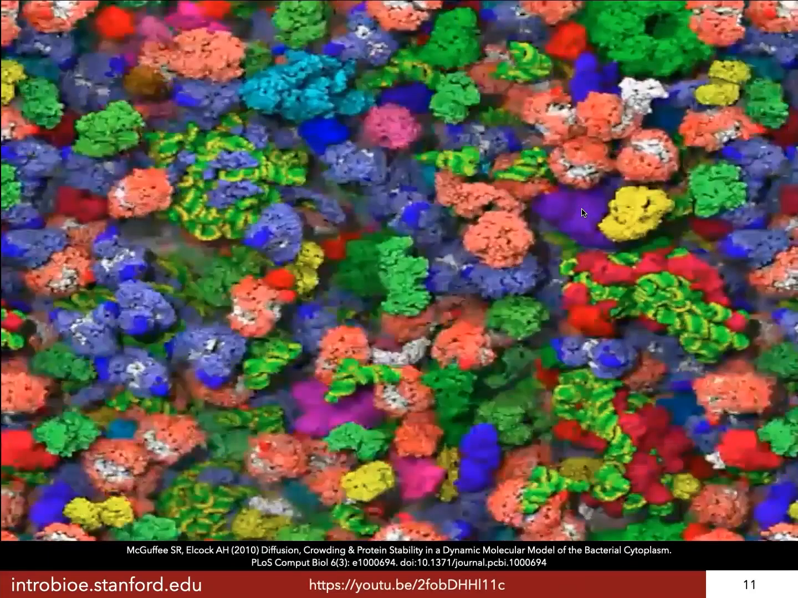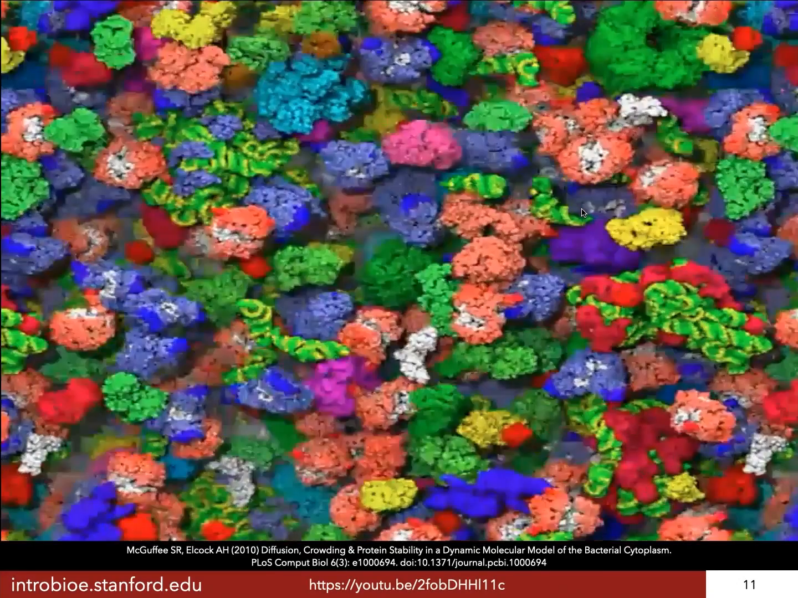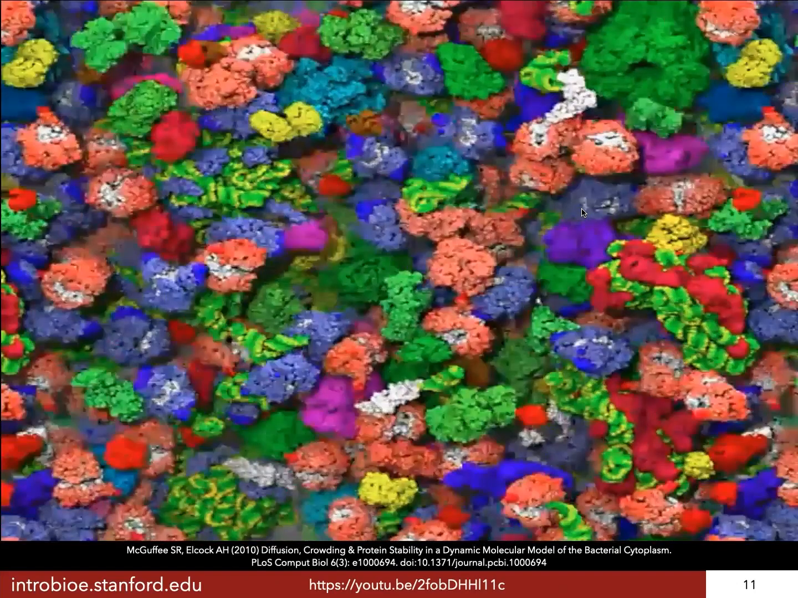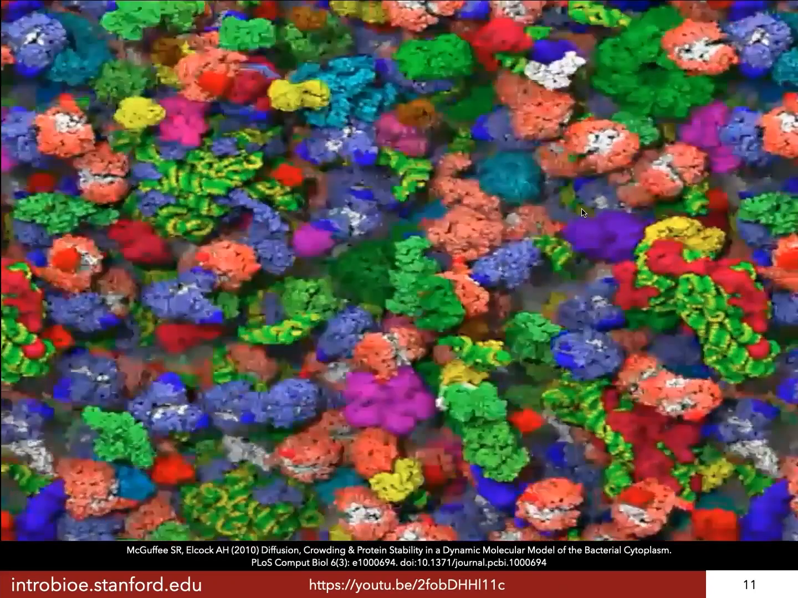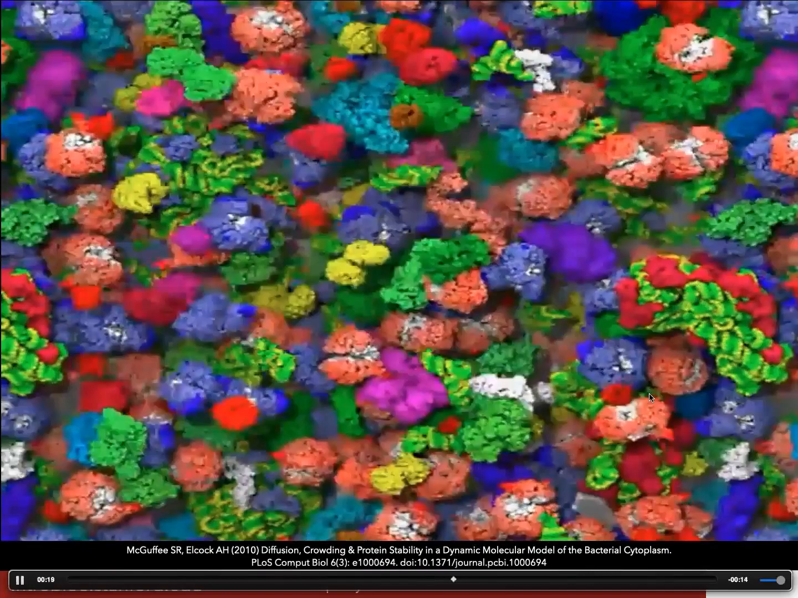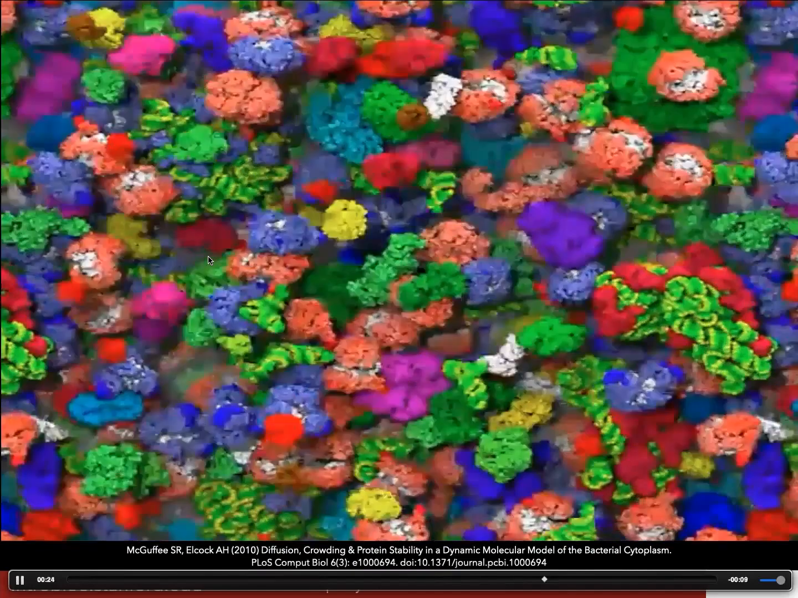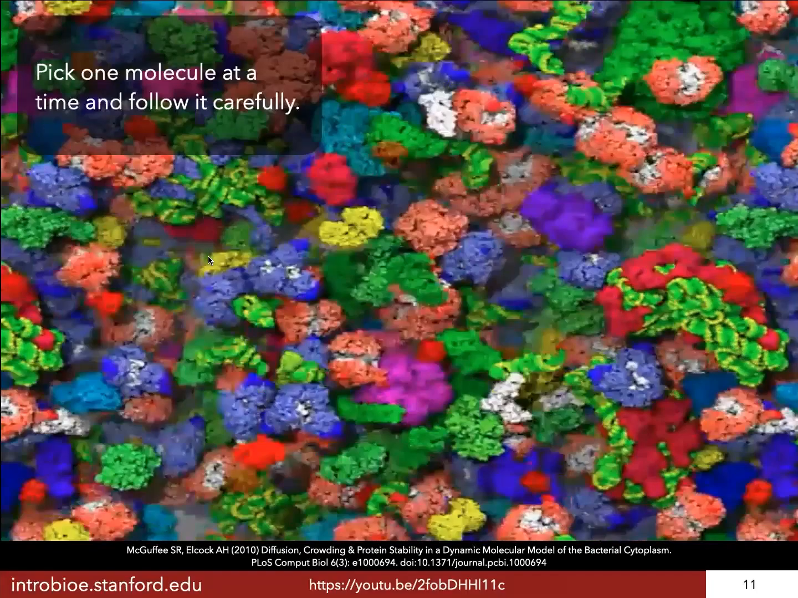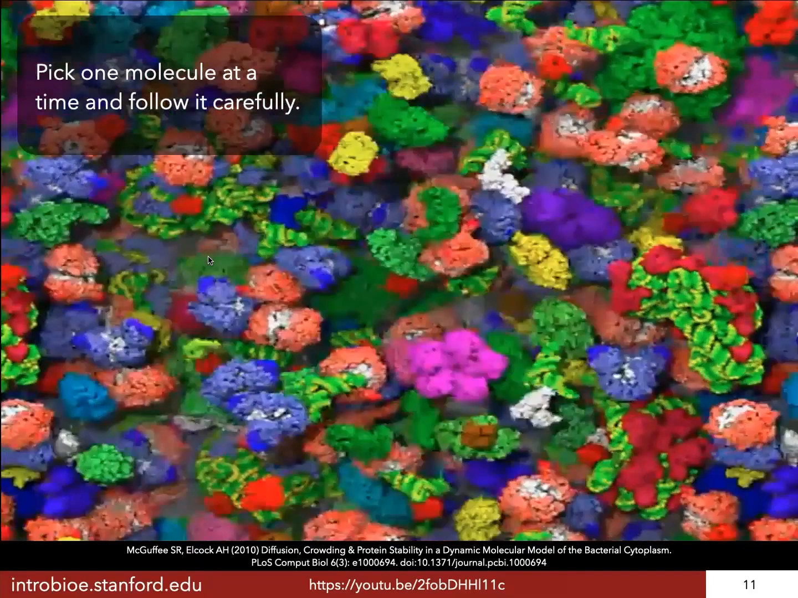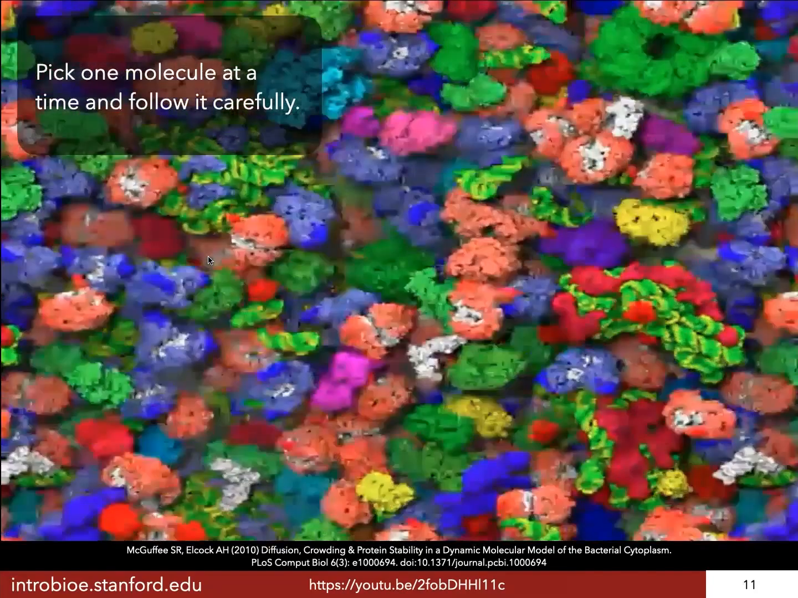Okay. So now we're going to return to something we're familiar with, this representation of molecules jostling around in cytoplasm. What I want to ask you to do is just pick a molecule. We're going to let this video loop. Let's look at this little red molecule down here. Find the tiniest molecule and just follow it around. Is what we're observing consistent with the framework we've just developed for representing spontaneous diffusion of molecules, Brownian diffusion?